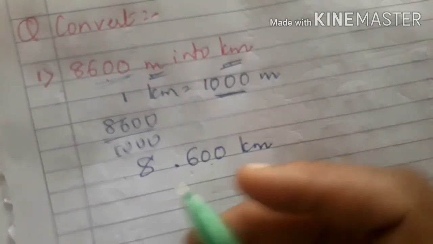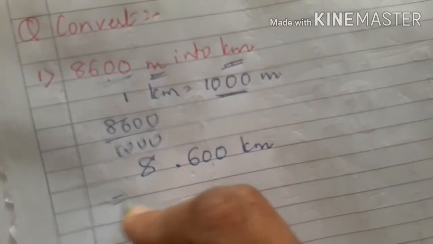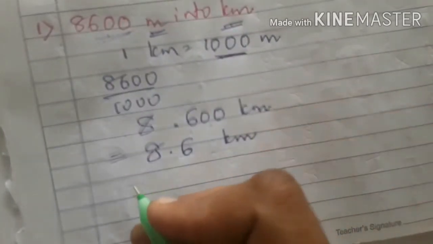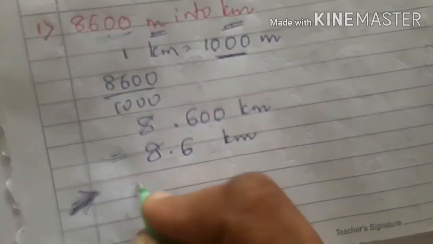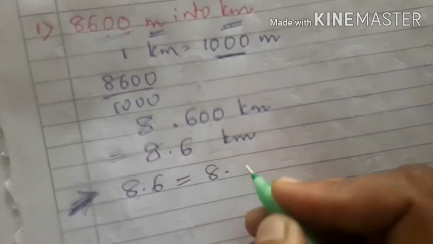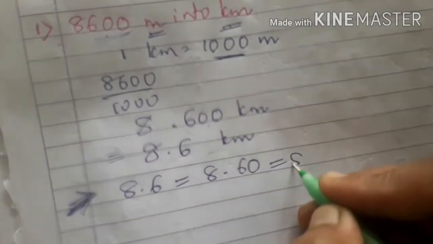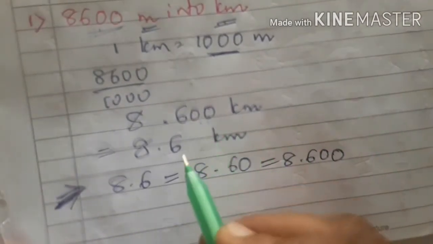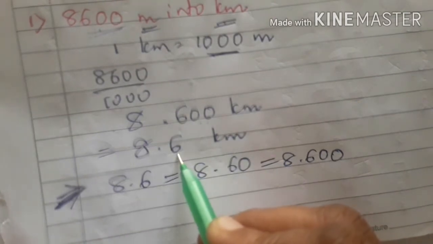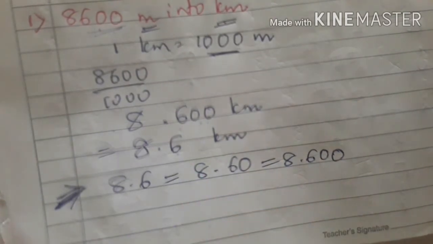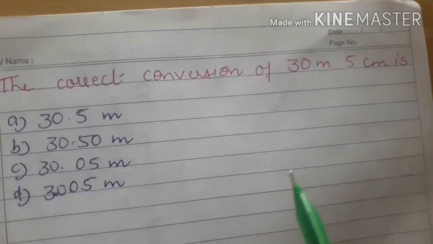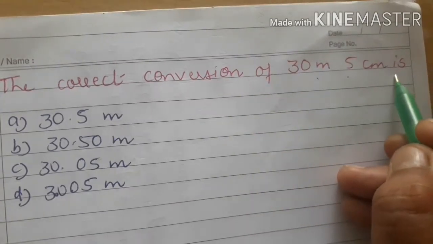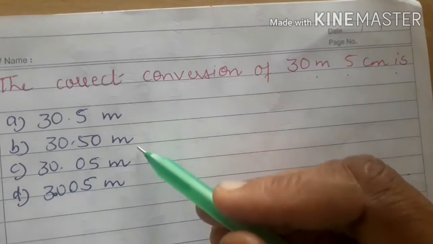Okay, one more thing very important, this can be also written as 8.6 kilometers. As you know that they are all equivalent. 8.6 is one and the same as 8.60 is one and the same as 8.600. Okay, so here this can be expressed as 8.6 also. Fine. Now, can you answer this question? The correct conversion of 30 meter 5 centimeter is, which is the correct option?